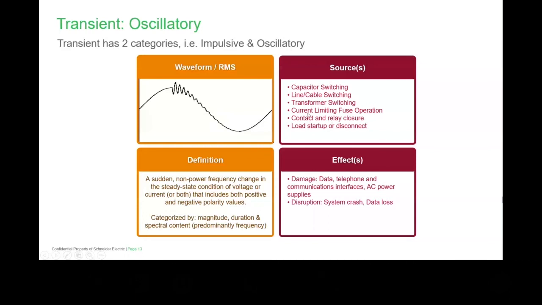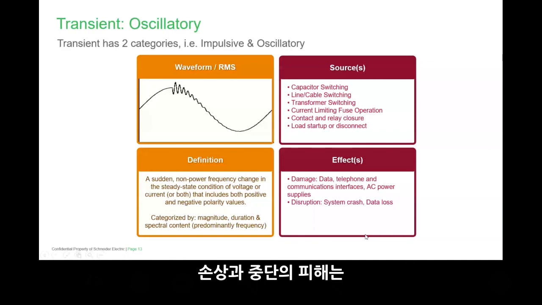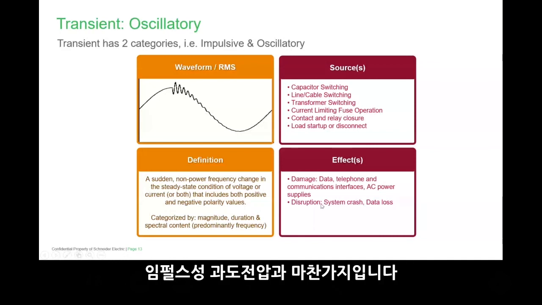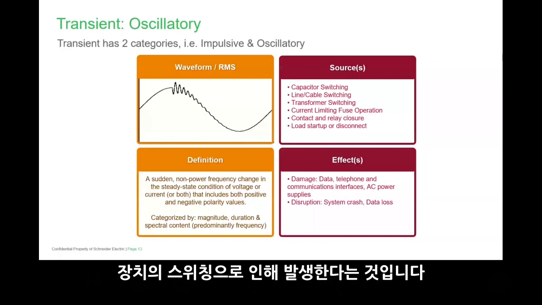Current limiting fuse operation, contact and relay closure, load startup and disconnect, all these things can cause oscillatory transients. The damage and the disruption are the same as an impulsive transient. Just remember, impulsive is one spike, oscillatory is bidirectional. Impulsive is caused by lightning, oscillatory is caused by switching of devices.